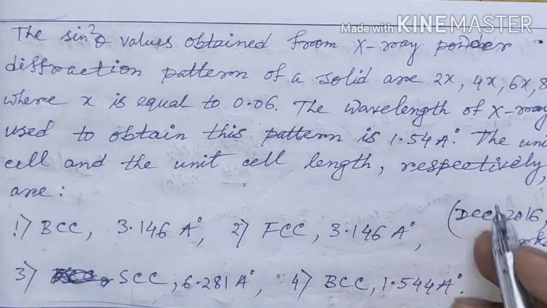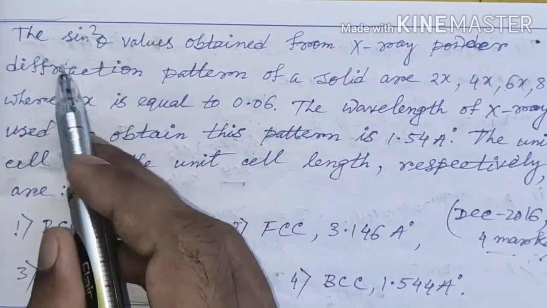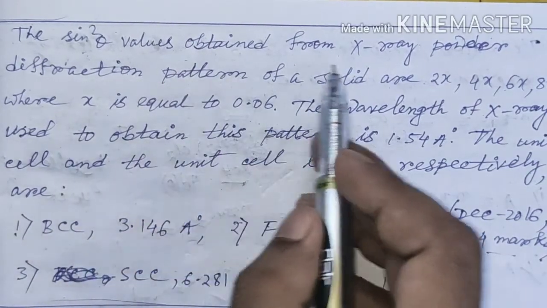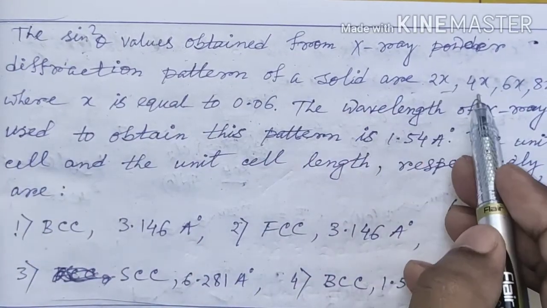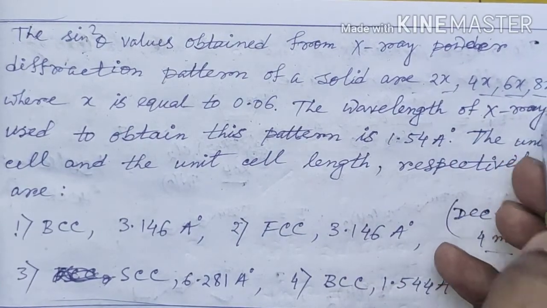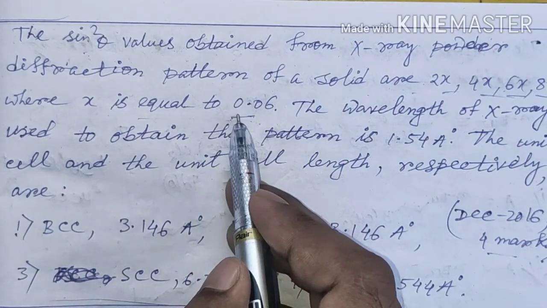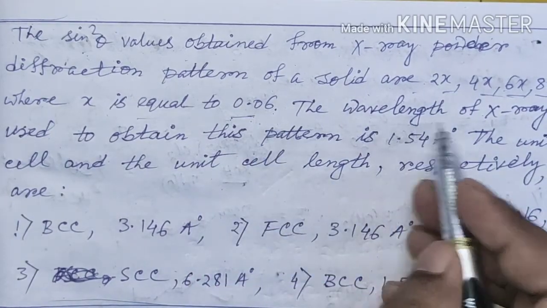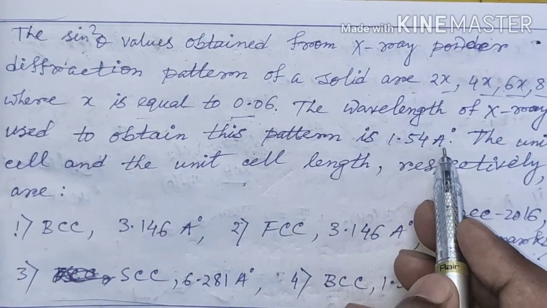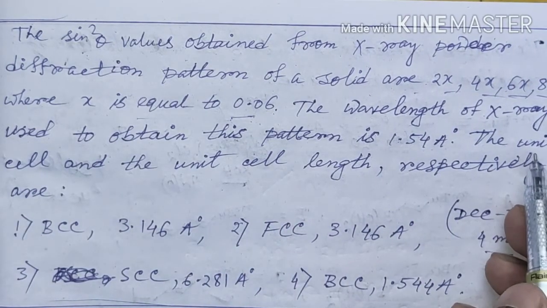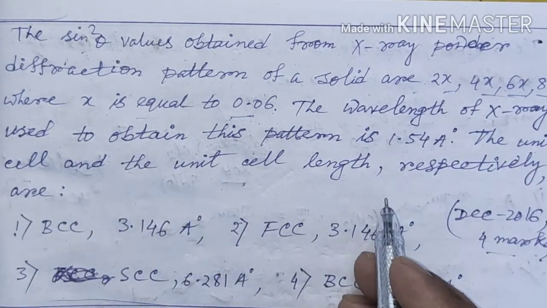This question came in December 2016 for 4 marks. Here it is given that the sin square theta values obtained from the X-ray powder diffraction pattern of a solid are 2x, 4x, 6x, 8x, where x is a constant equal to 0.06. The wavelength of the X-ray used to obtain this pattern is 1.54 Angstrom. We have to identify the unit cell and the unit cell length.